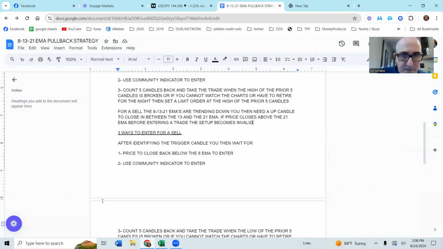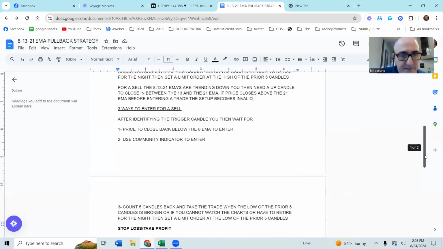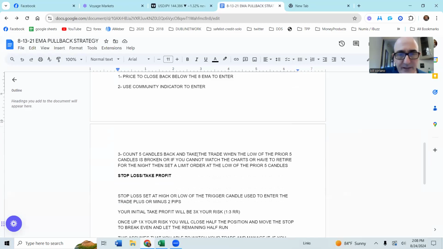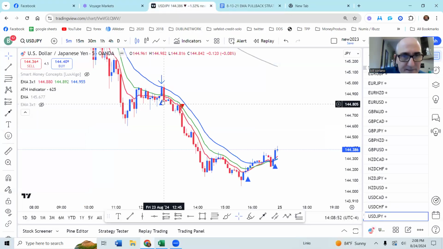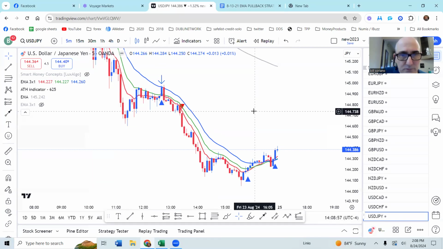So again, price to close back below the 8, use the community indicator. And then the third way is simply to count 5 candles back and take the trade when the low of the prior 5 candles is broken. So what that means is, here's our trigger candle. So we count 5 candles back. 1, 2, let's make this bigger here.